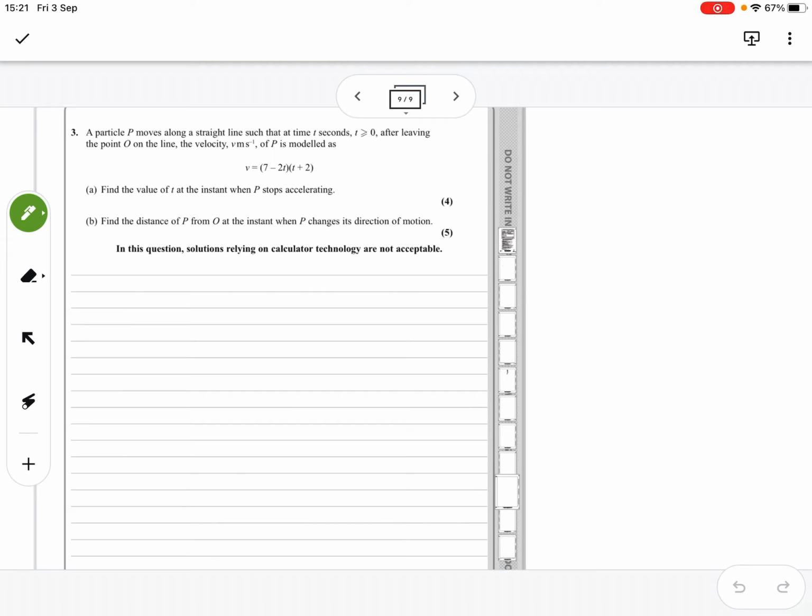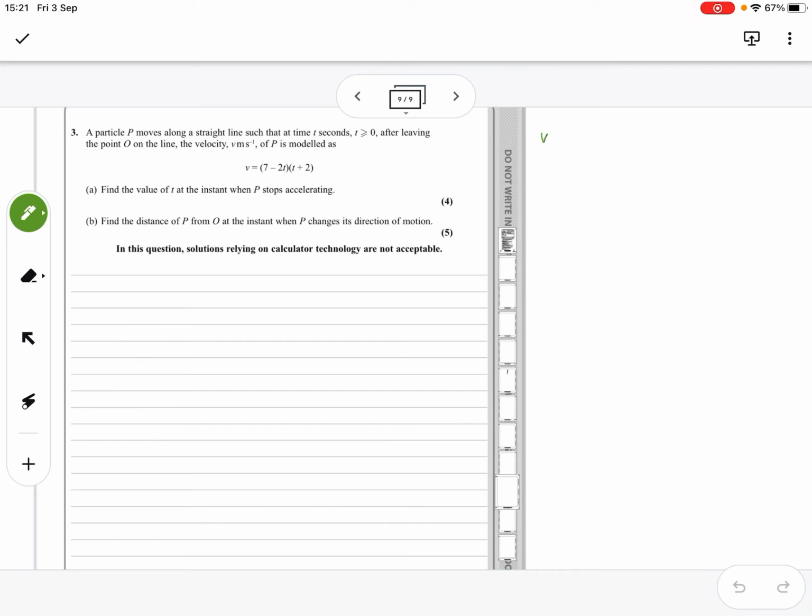Right, so you need to find out when it stops accelerating. So that's the first thing we need to do. If something has a velocity and it stops accelerating, it means that it's at the top. So it means that the gradient, or a, equals 0, and dv by dt is a.